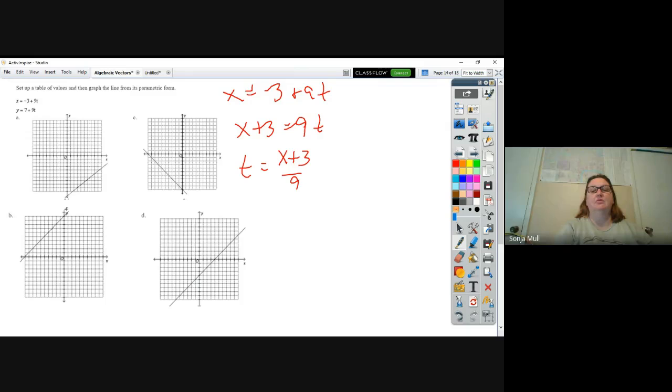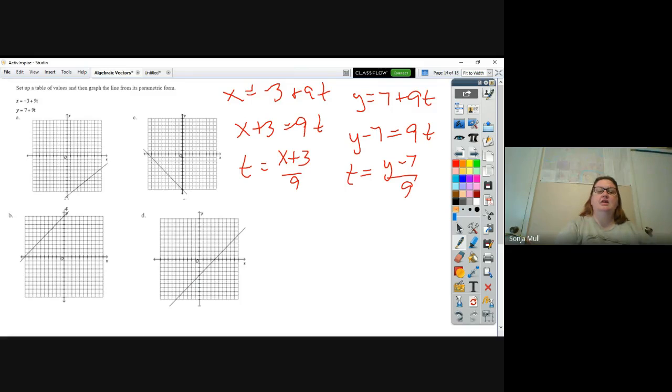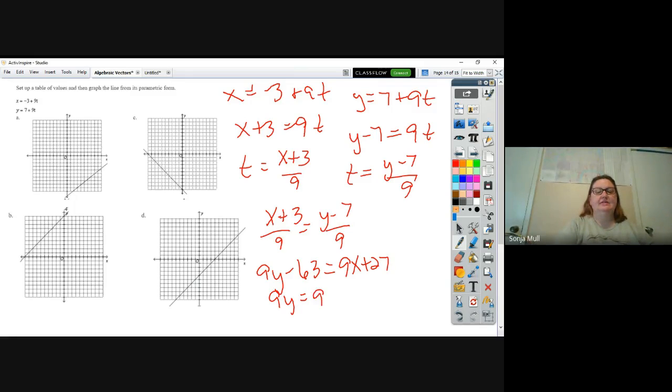And then do the same thing with y. Y equals 7 plus 9t. So I'm going to subtract 7 from both sides, and then divide both sides by 9. And t equals y minus 7 over 9. So x plus 3 over 9 equals y minus 7 over 9. Cross multiply, 9y minus 63 equals 9x plus 27. Add 63 to both sides, and let's see, is 90. So y equals x plus 10.